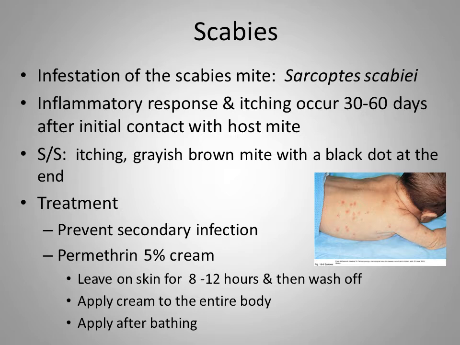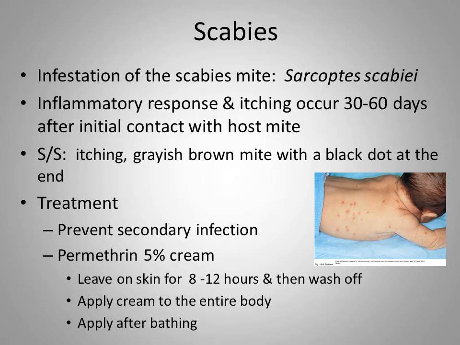Now, treatment involves preventing secondary infection because these little scabies mites actually burrow underneath the skin, and sometimes we can actually see a little bit of a line underneath the skin from where that mite has burrowed. Treatment involves permethrin 5% cream. This is a similar type of medication that's used for head lice. However, it's in a much higher concentration.